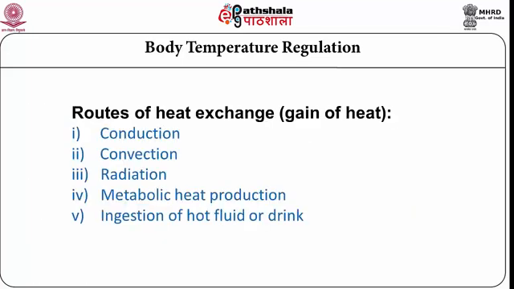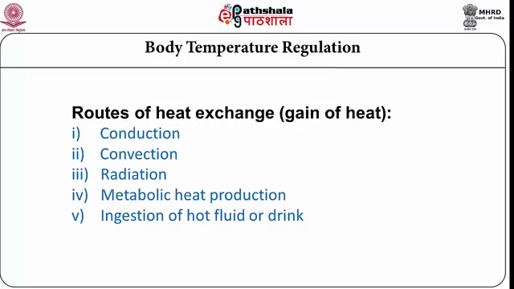There are certain routes by which the body can gain heat. There are certain routes by which the body can lose heat. Gaining heat can take place by conduction. The first basic five routes: the first one is conduction, the second one is convection, then thermal radiation, or radiation. The fourth one is metabolic heat production.